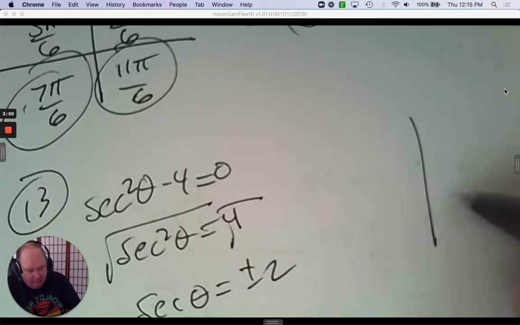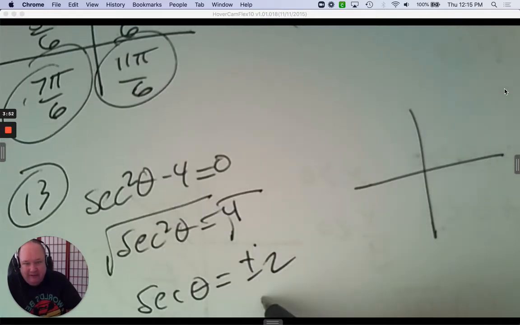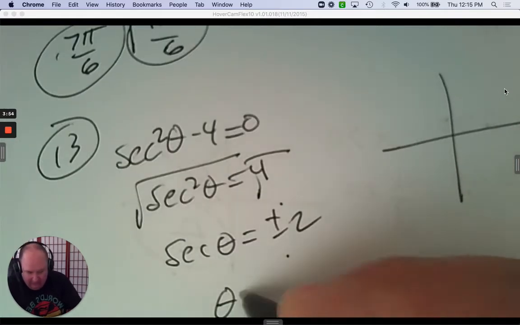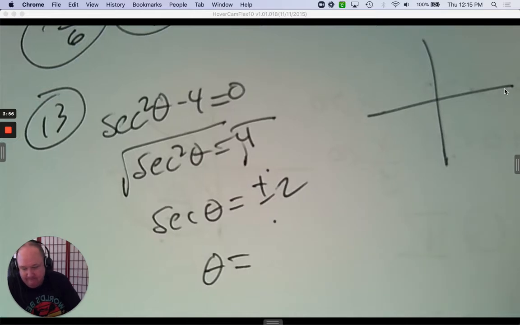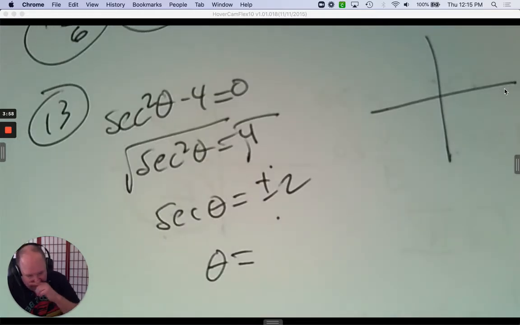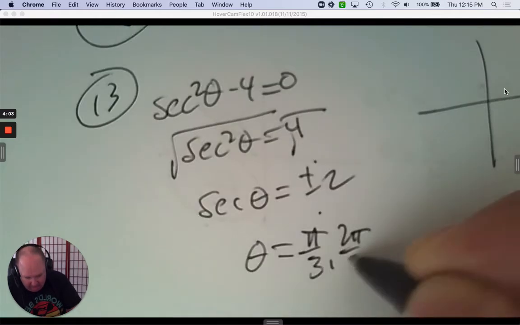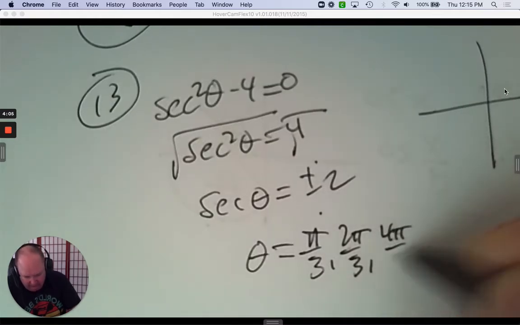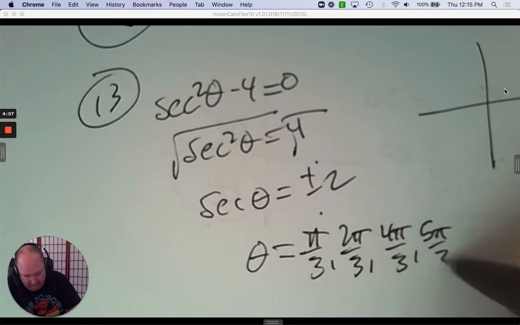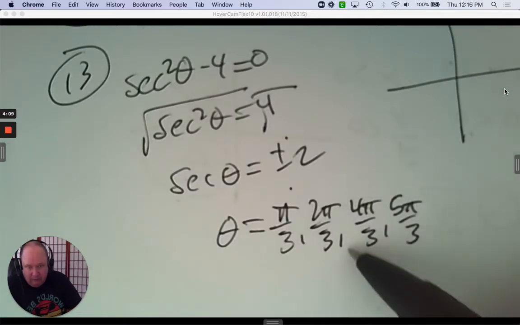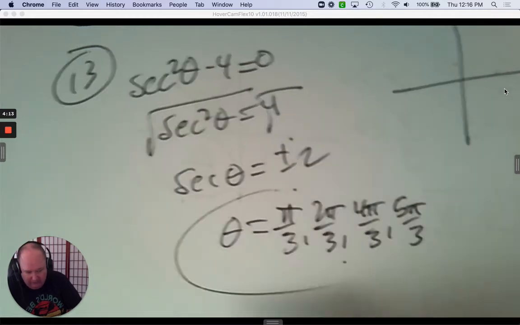So then I draw, and I realize, wait a second, it's positive and negative. So that means it's all angles from 0 to 2 pi. So if it's 60 degrees, then it's 1 pi over 3, 2 pi over 3, 4 pi over 3, and 5 pi over 3. Notice how I skipped 3 over 3, because if you simplify it, it's no longer 3 in the denominator, and we have our answer.